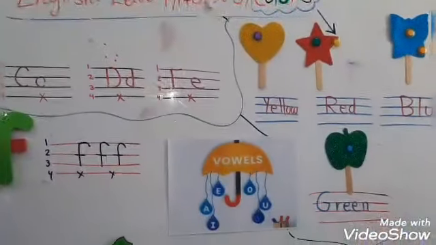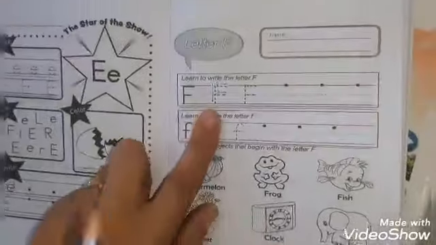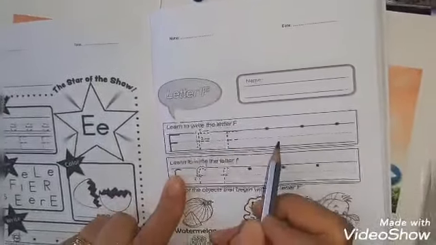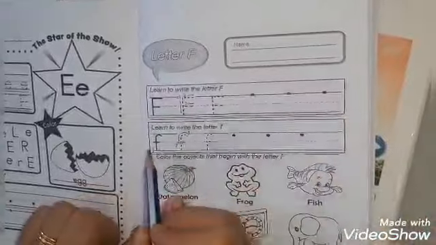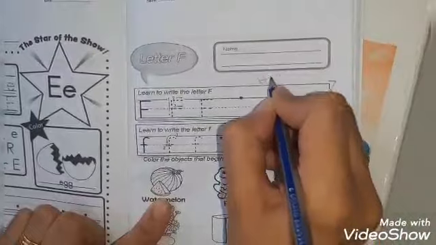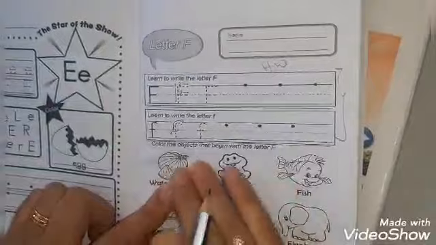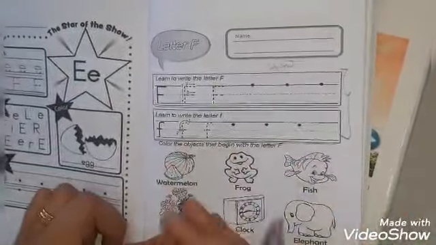Now my students, in the booklet please open page 17. You have to write capital F and small f. Okay, this is homework. You have to write it, and the other leave it. We don't need it for today.